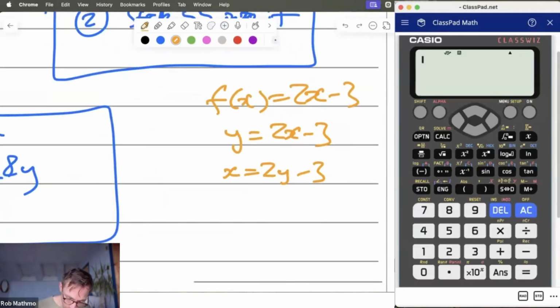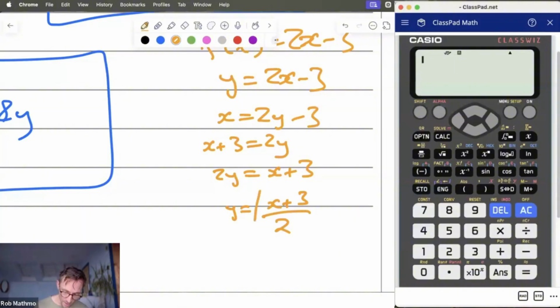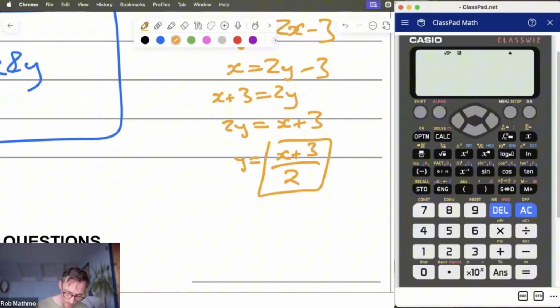Okay, so I add 3 to both sides. Then I divide by that 2. I'm just going to write this the other way round first and then slide that 2 underneath. And then this is your answer. So that is f minus 1. So f minus 1 of x is equal to this thing here.